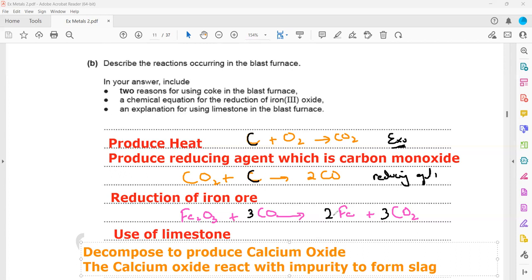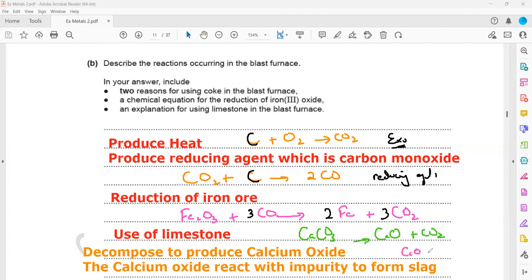So first thing, what happened? The calcium carbonate will decompose. So the decomposition of calcium carbonate, due to the heat energy, decomposes into calcium oxide plus carbon dioxide. And this calcium oxide, which is a basic oxide, reacts with silicon oxide to form CaSiO3, which is known as slag.